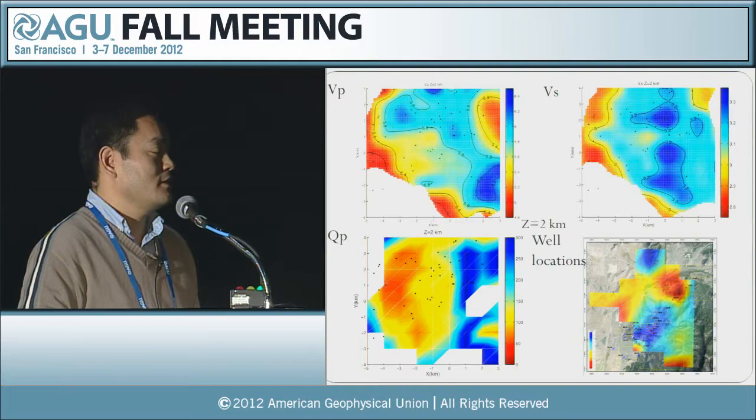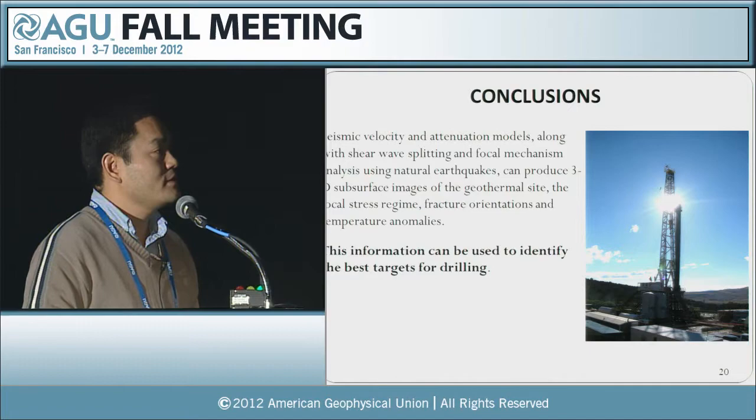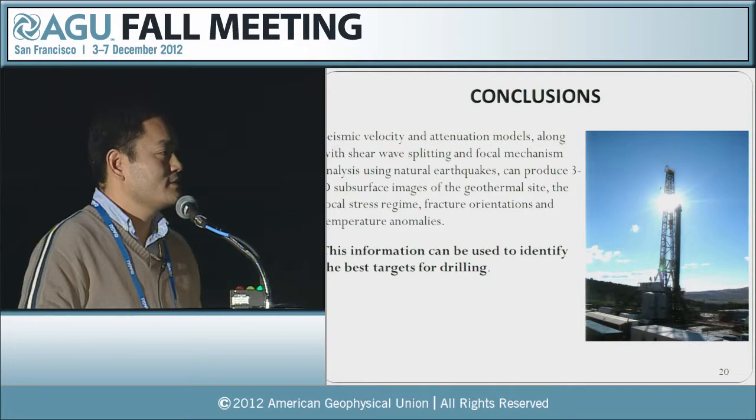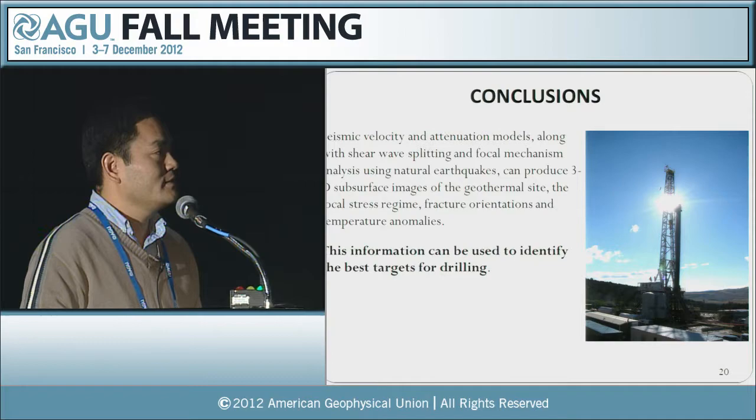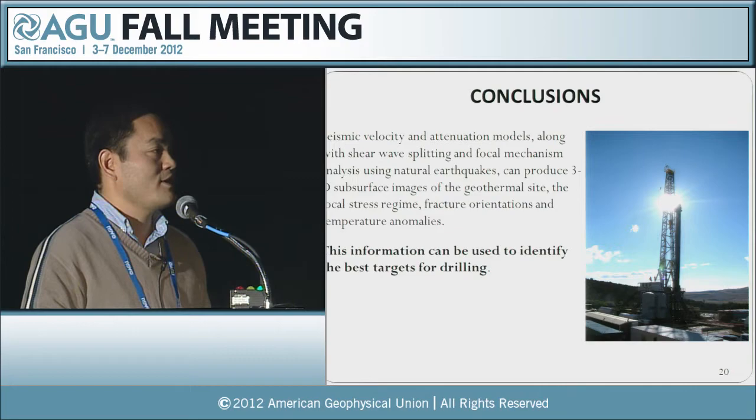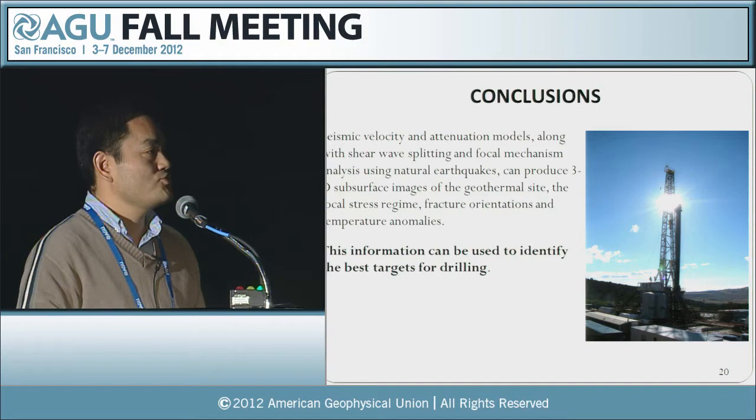So in conclusion, we have deployed a 10-station network to monitor the natural seismicity in this geothermal site, and we applied the focal mechanism analysis and shear wave splitting to determine the local stress regime and the fracture orientations. We also used the seismic velocity and attenuation tomography to determine the velocity and attenuation models. So this information can be used to identify the best target for drilling. Thanks.